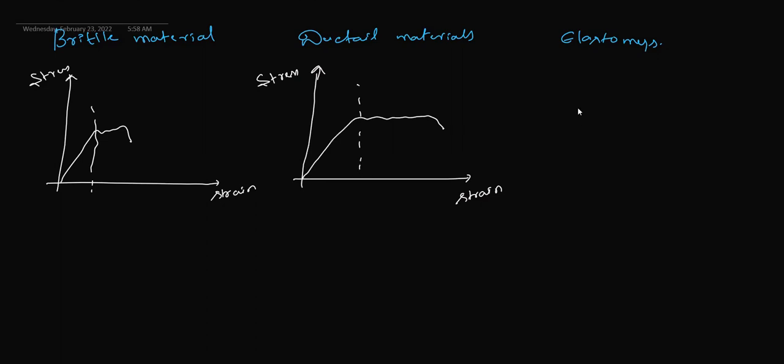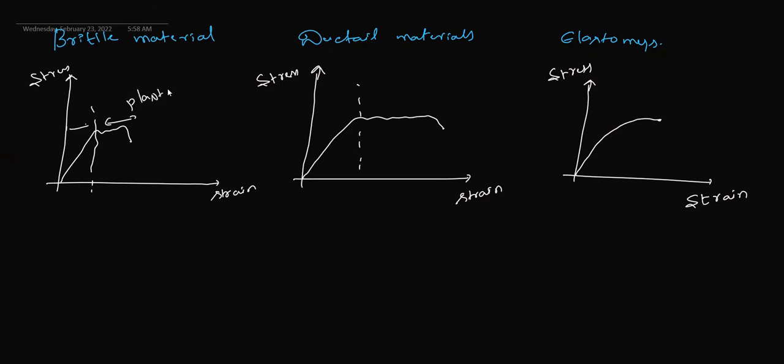Next, elastomers. If you want to draw the stress versus strain curve, you'll get a graph like this. If you observe here, from here is the elastic region, and from here we call it the plastic region, right? Plastic region.